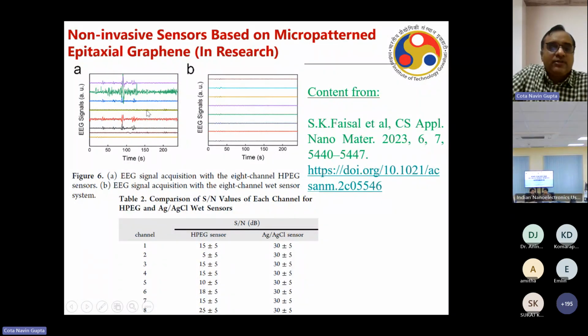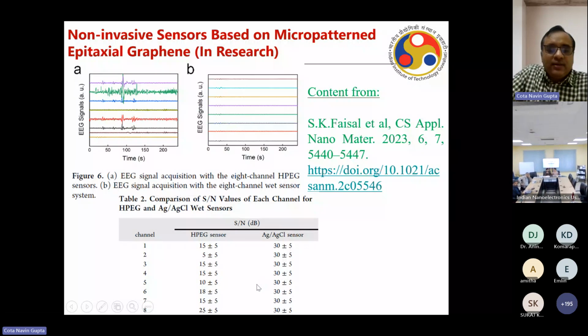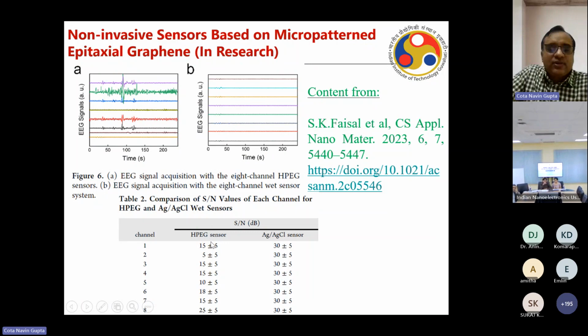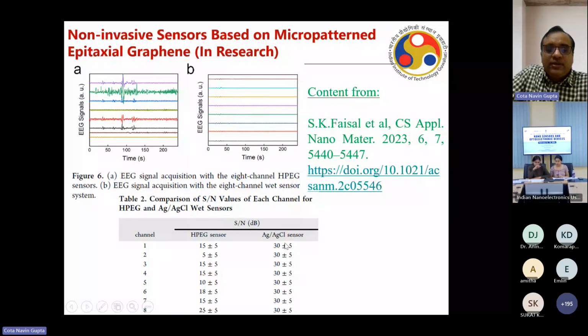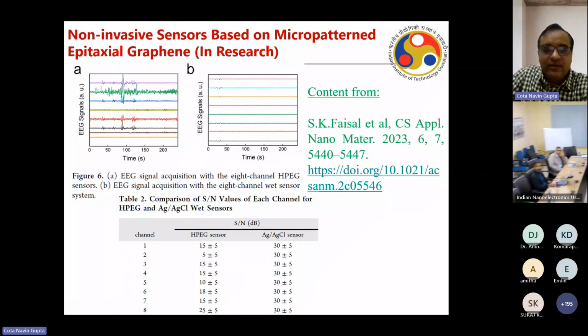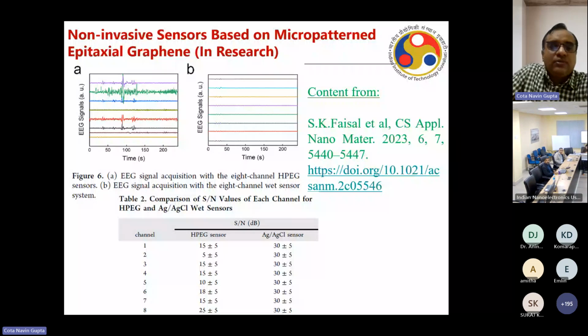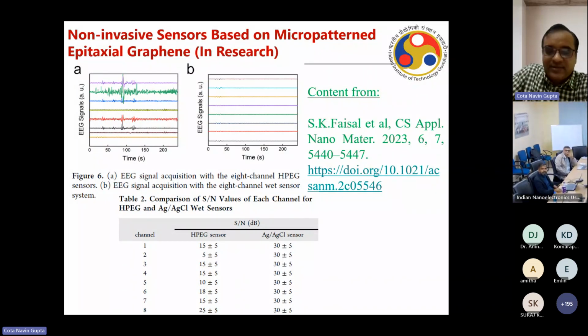The signal to noise ratio is poor when compared to the wet sensor based system. So you can see the SNR depicted over here. This is for the AgCl sensor, and this is for the graphene sensor. So the signal to noise ratio obtained over here seems to be much higher. So I think there's still a lot of work for all of us to pursue to overcome this gel-based sensor recording for electroencephalogram.